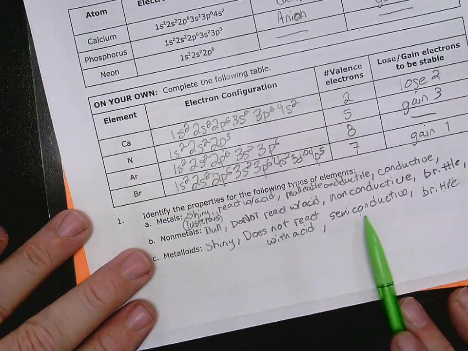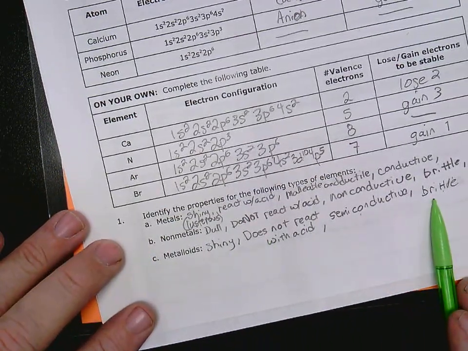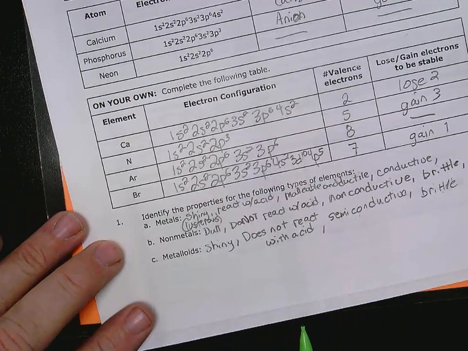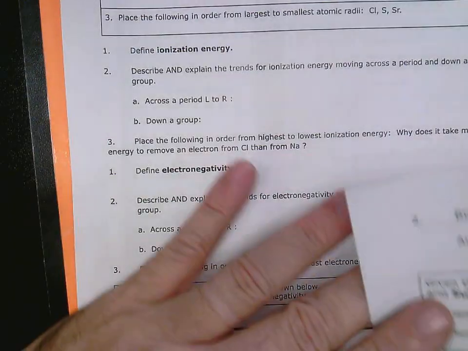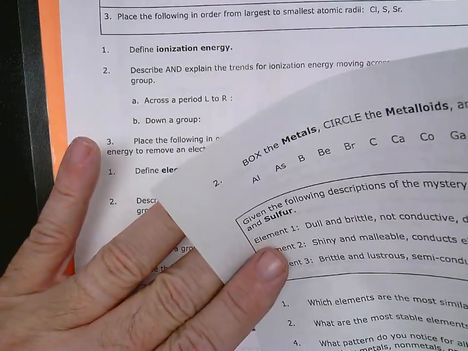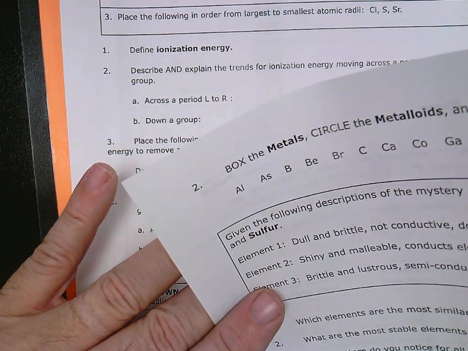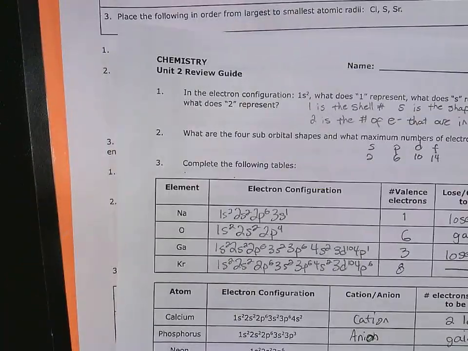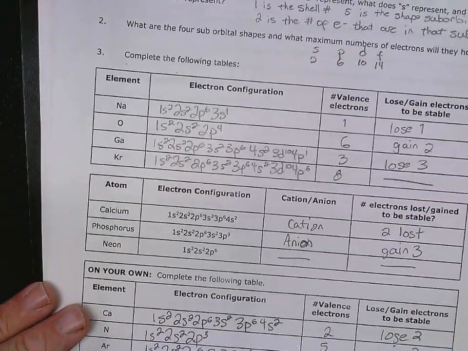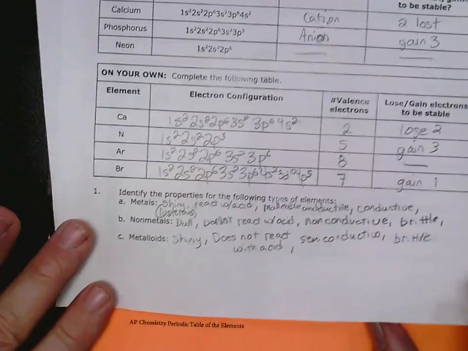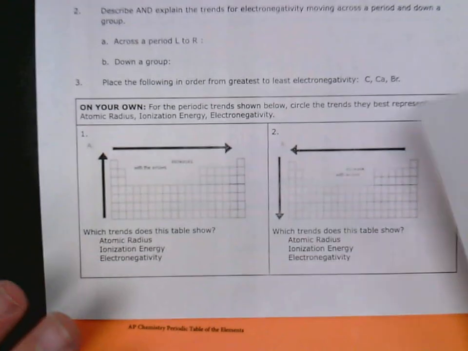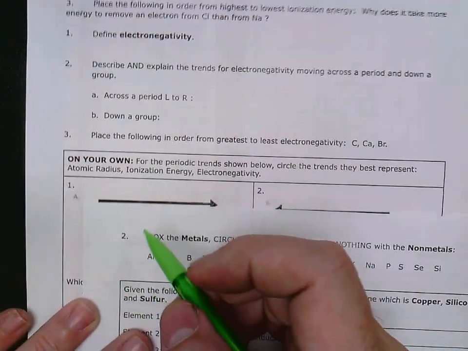Shiny, does not react with acid, semiconductive, and brittle. And I think that's it, but I can check it on the next sheet. Brittle, non-conductive, does not react. Shiny, malleable, conducts electricity. Brittle, lustrous, semiconductive. Yeah, we can do that. Not a problem. Okay, so that's all fine and good down there. I agree with those. And then what you have already done before, box the metals.